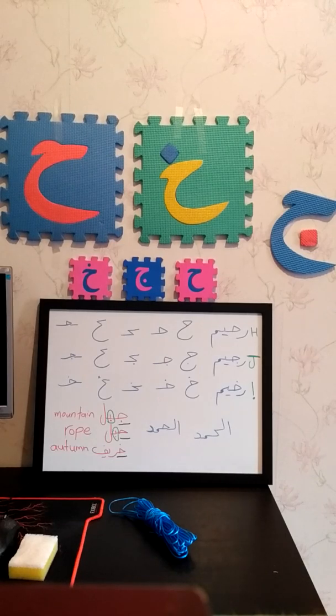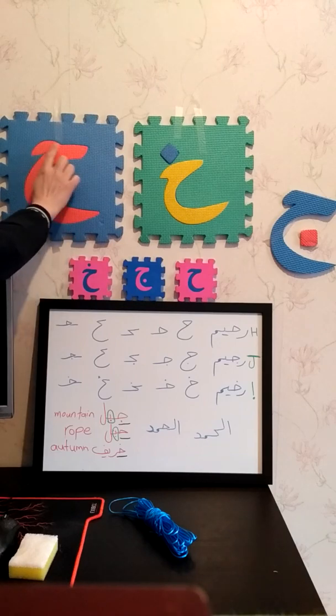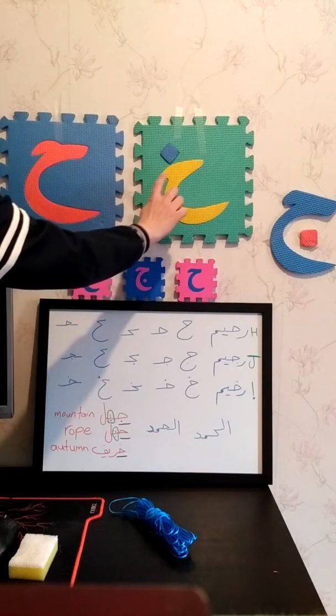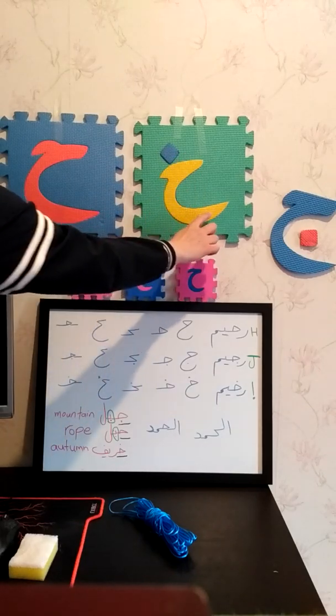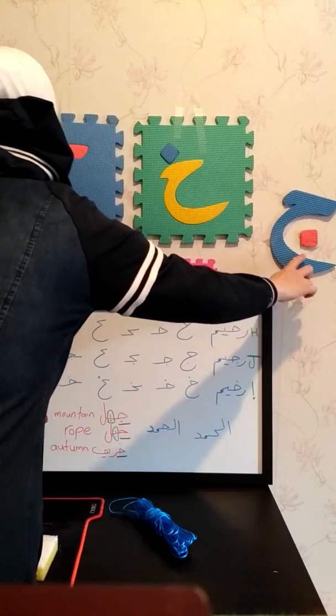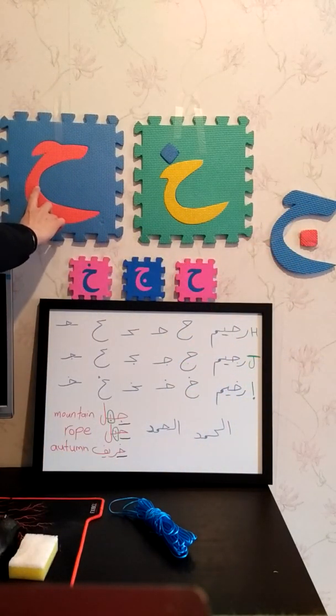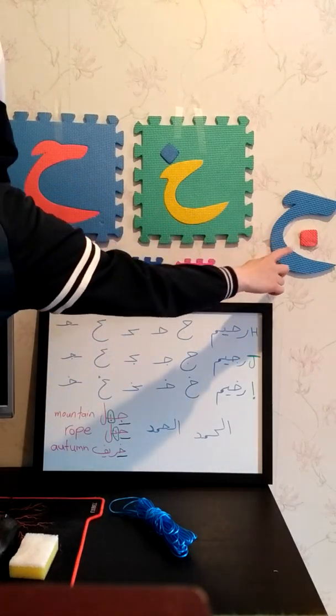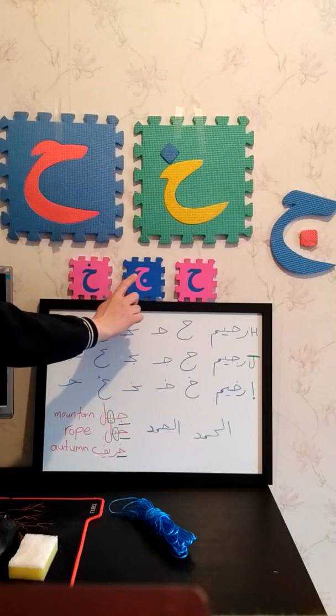Today we are going to deal with a new family of Arabic letters. Today we have also three letters, as in the previous episode, but they are more difficult. The first one is Ha, the second is Kha, and the third one is Jim. Ha, Kha, Jim.